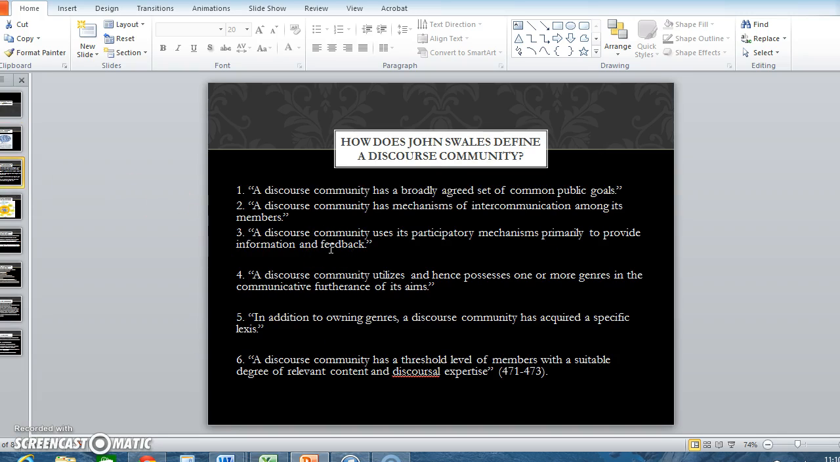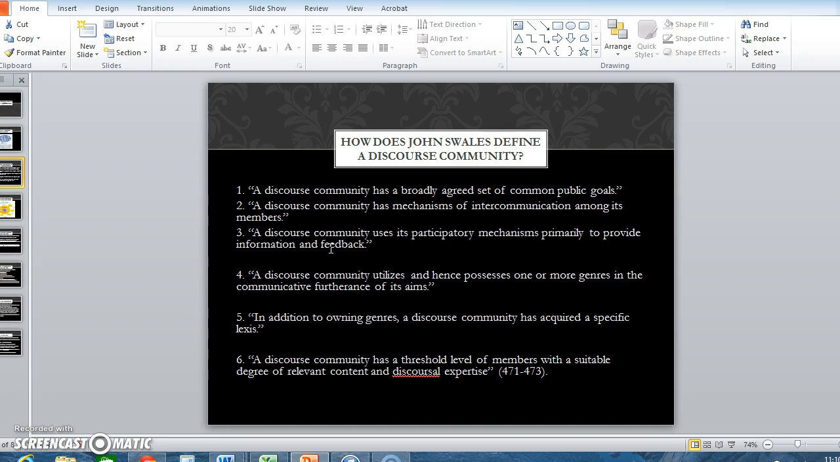So, John Swales defines a discourse community by having 6 required components for somebody to be a member. For this first requirement, he suggests that a discourse community must be agreed upon a set of common public goals. That means that for you to be an active member in an academic discourse community, you must agree with the other members to what your common public goals are.